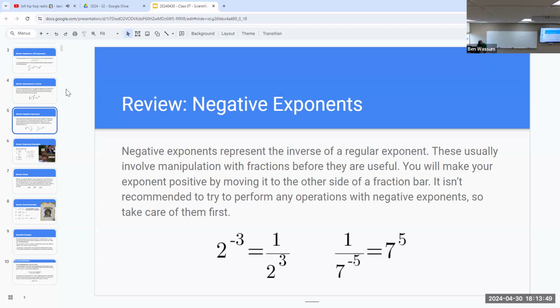But if you end up at the end of your problem with a negative exponent, in order to turn it in, you got to make it positive. So if you're going to make anything with a negative exponent positive, you have to flip it to the other side of a fraction bar and just change the sign. So if you have 2 to the negative 3, that jumps to the bottom and becomes 1 over 2 to the 3. If you have 1 over 7 to the negative 5th, then you just flip it up to the top and you have 7 to the 5th. You wouldn't need to put over 1, because anything divided by 1 is itself.